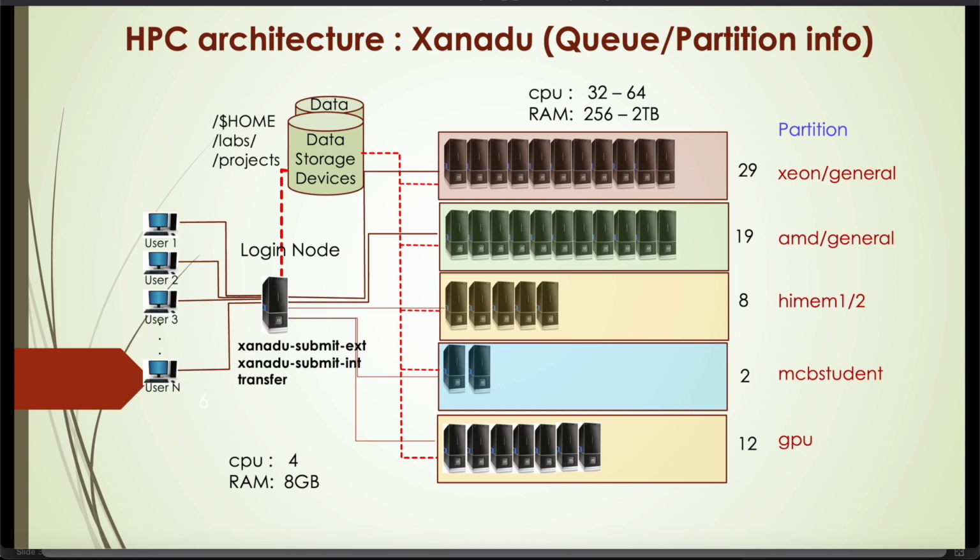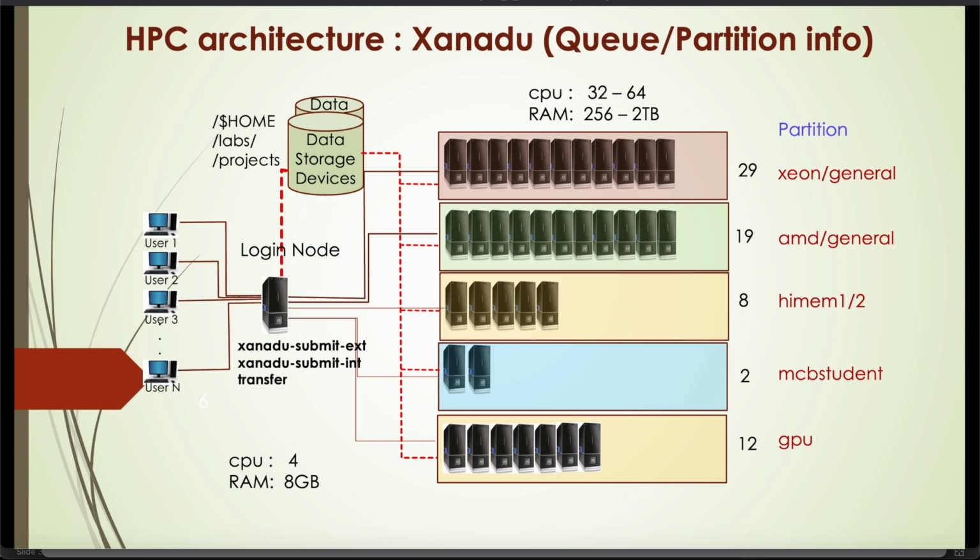The data transfer is disabled on the first two submit nodes, Xanadu Submit External and Xanadu Submit Internal. The primary reason is that while transferring data, it sometimes clogs up the resources and users cannot get into the system. That's why there is a dedicated node for transferring data. Then the data storage devices we'll look into once you connect to the cluster. But this is what the Xanadu cluster looks like overall.